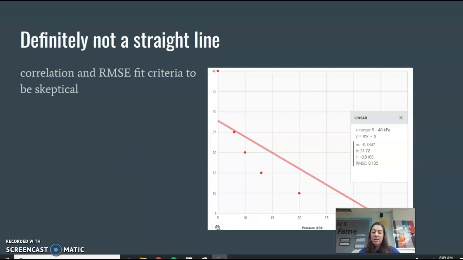Is my RMSE less than 1? If it is, it's a good fit. If it's above 1, it's a terrible fit. In this case, we should be very skeptical of this fit, right? So we know we need to linearize.